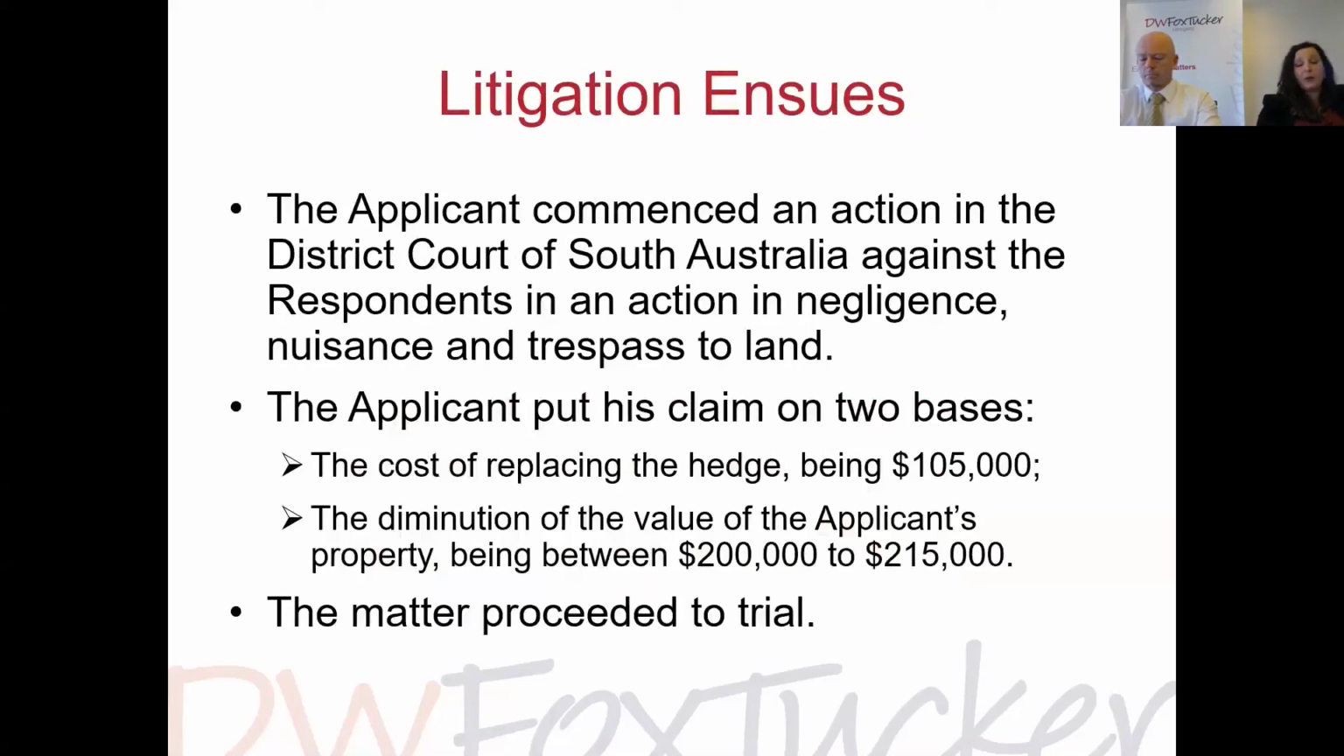Now, the applicant put his claim on two bases. The first was the replacement of the hedge, and he said the costs to do so were in the vicinity of $105,000. And then the second basis was the decrease in the applicant's value of the land, which he said was in the vicinity of $200,000 to $215,000. So in total, we're looking at damages in excess of $300,000.